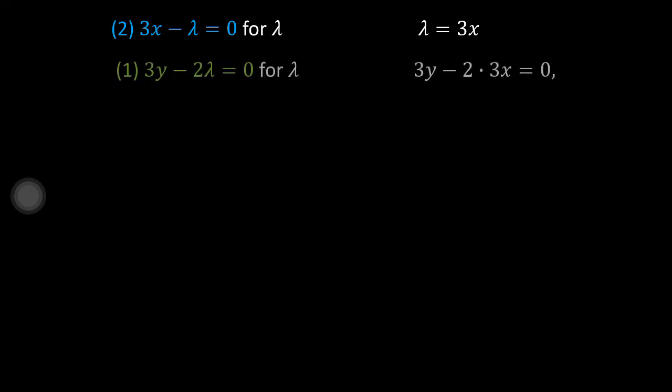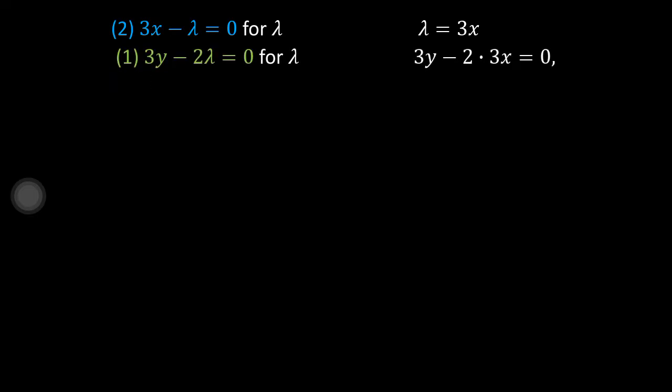So, yung nakuha nating value ng lambda sa equation 2, substitute na natin ngayon sa equation 1, sa x. So, 3y minus 2 lambda is equal to 0. Magiging 3y minus 2 multiplied to 3x is equal to 0. Or magiging 3y is equal to 6x, or divide both sides by 3, magiging y is equal to 2x. And yun na yung equation 4 natin.